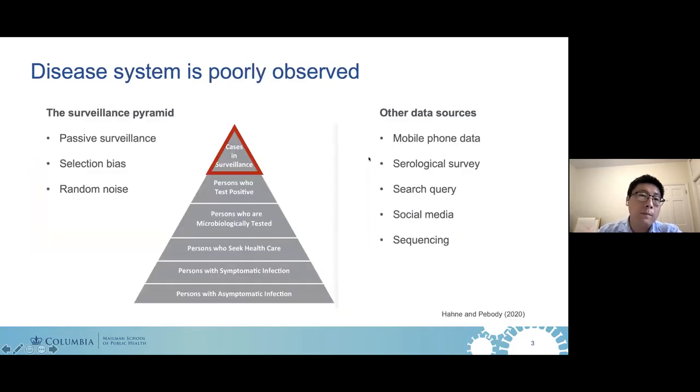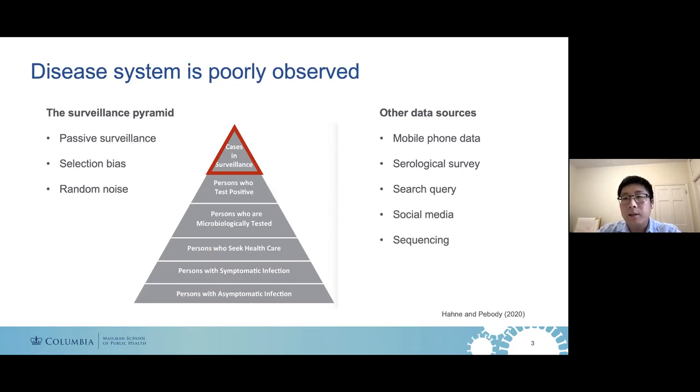So despite the complexity of disease system, it is poorly observed in our real-world system. As indicated by this surveillance pyramid shown here, the cases observed in our surveillance system is only the tip of the iceberg. This is particularly true for an emerging infectious disease like COVID-19. And our routine surveillance system is passive and is subject to selection bias and random noise. So all these limitations make it difficult to understand disease transmission using surveillance data only.